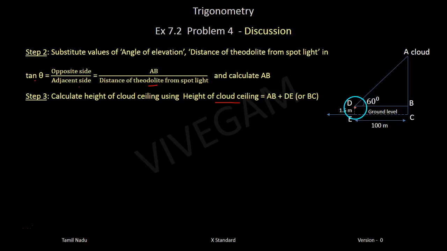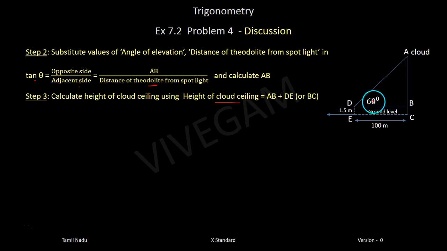So this is a theodolite here. This is a spotlight. This is a cloud. So the light is directed vertically upwards to the cloud. Here is a theodolite which is 1.5 meters above ground. This is your ground level, and this is the horizontal line, or the eye level. Then they point it towards the cloud and find the angle of elevation, which is 60 degrees. Angle of elevation is always between the line of vision and the horizontal line. So this is 60 degrees.